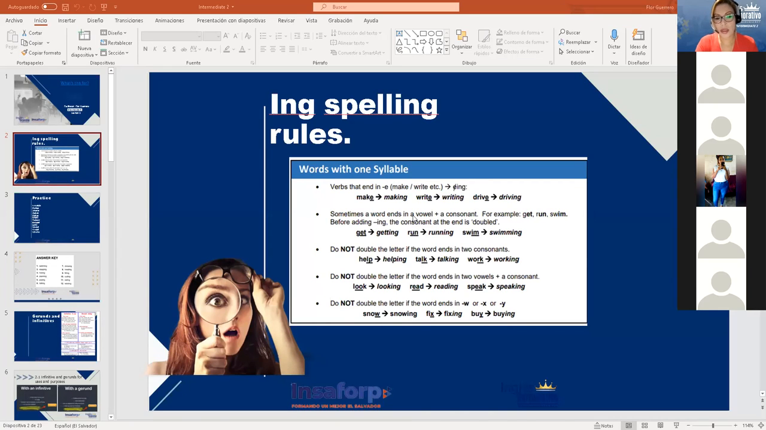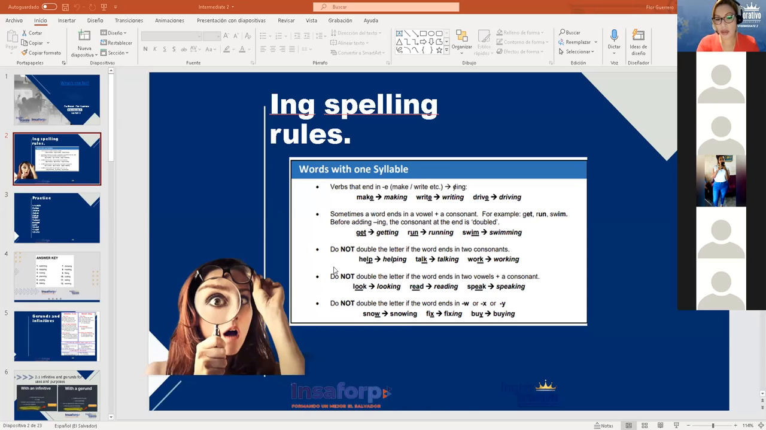Then it says that sometimes a word ends in a vowel plus a consonant. For example, get, run, swim. Before adding ing, the consonant at the end is doubled. For example, get, getting; run, running; and swim, swimming. In all these examples, we have doubled the last consonant.